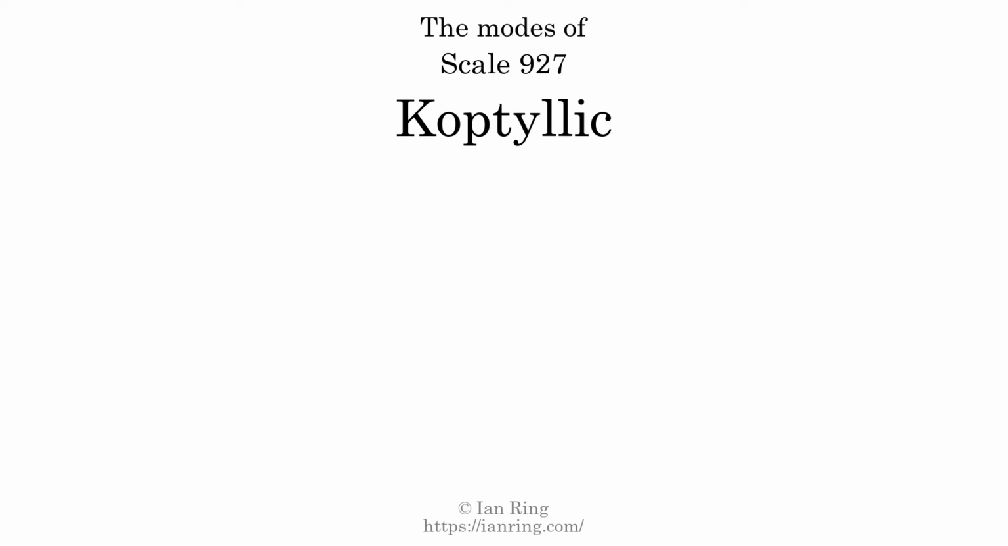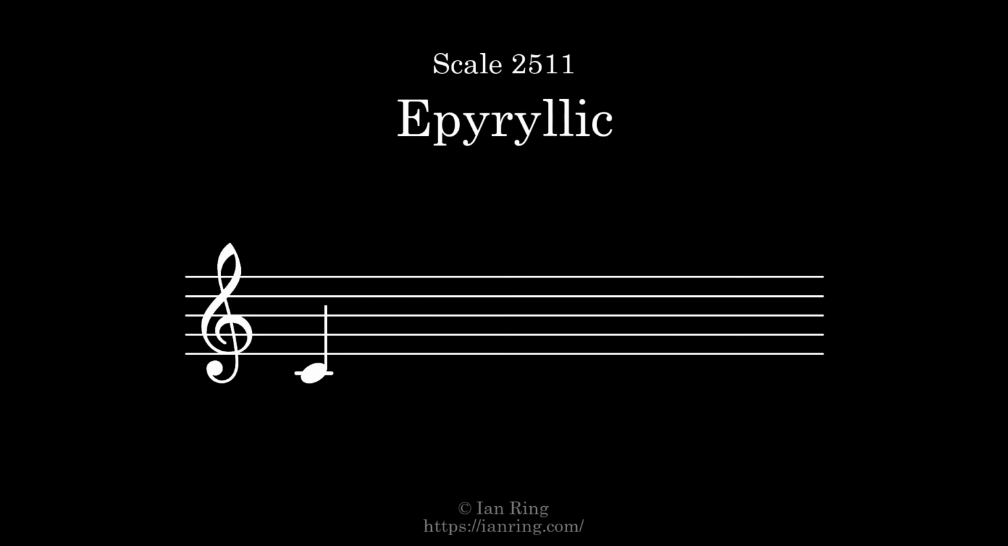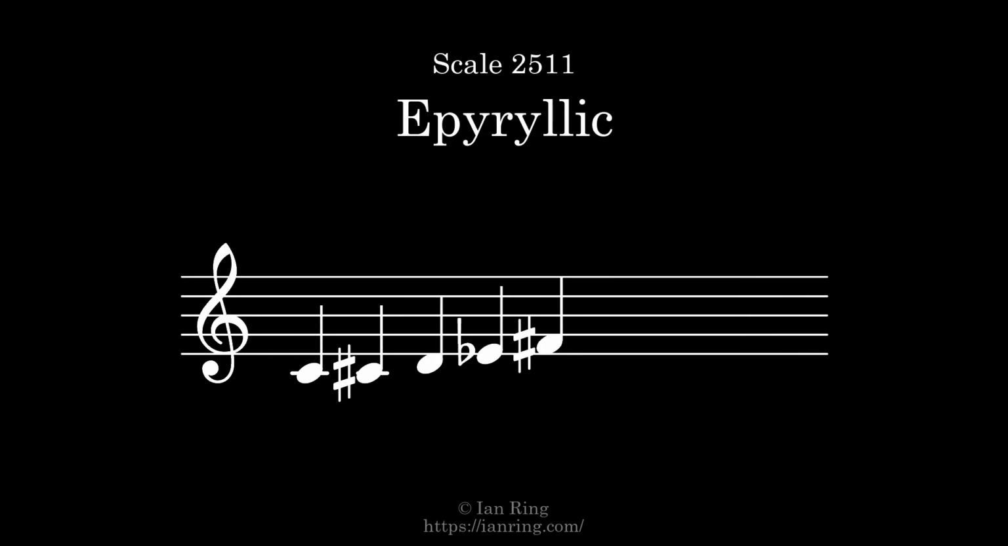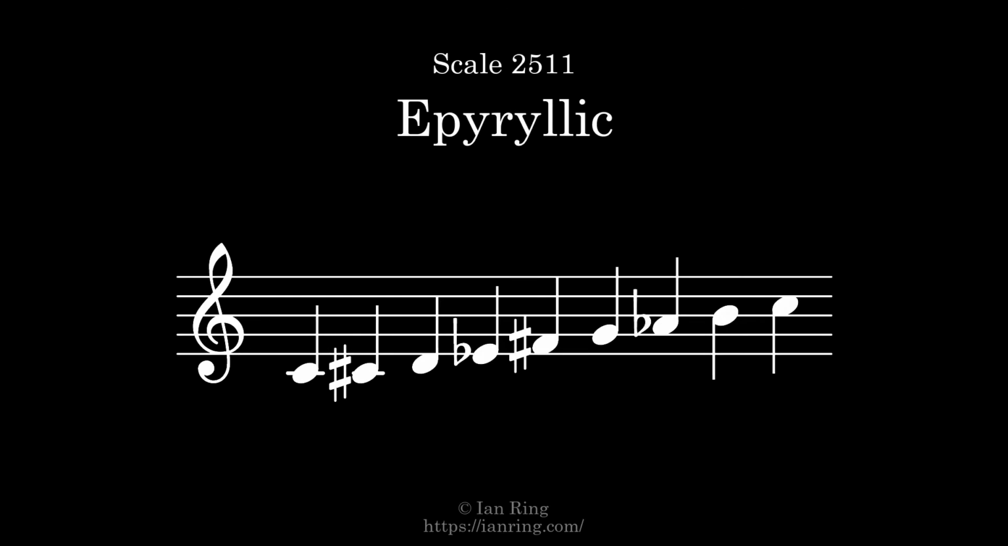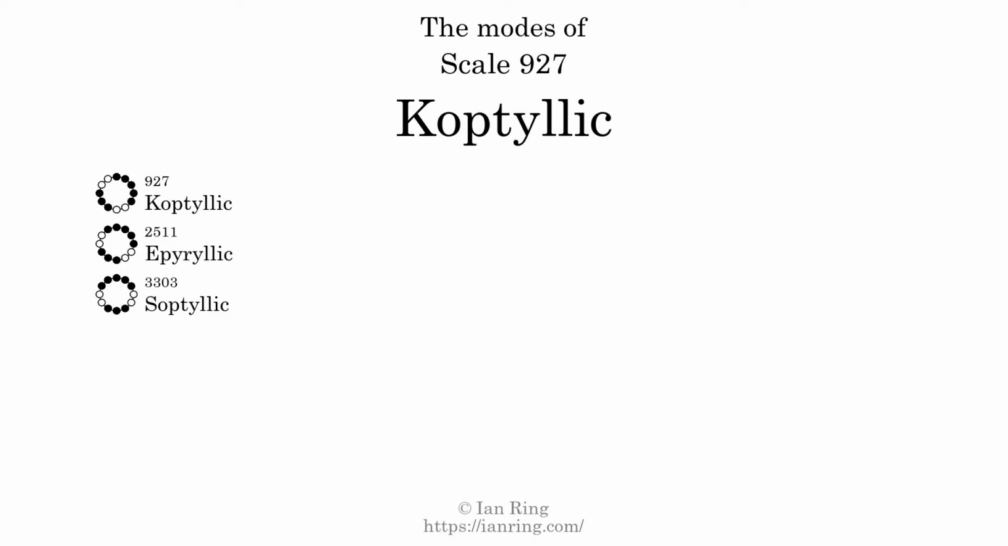This scale has 8 modes. The first mode is itself. The second mode is scale 2511, also known as Koptyllic. It sounds like this. The third mode is scale 3303, also known as Koptyllic. It sounds like this.